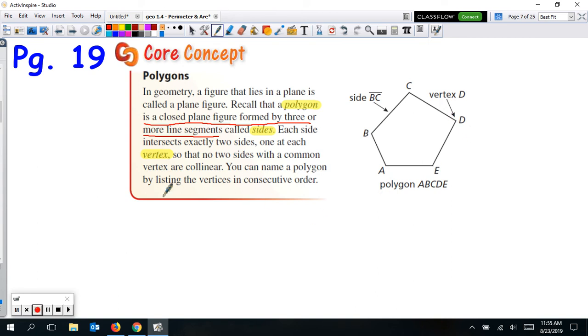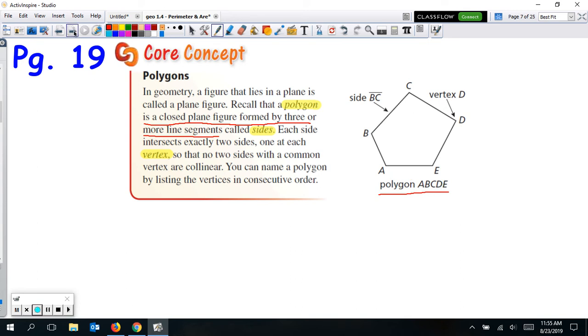And you can name a polygon by listing the vertices in consecutive order. So here's how we can name this polygon right here. Polygon A, B, C, D, E, and so you list them in order as you go around. And you could probably go different ways. You just have to list it in order. Start from one spot and go around one way or the other way. Typically, we try to do it in alphabetical order as best as possible.